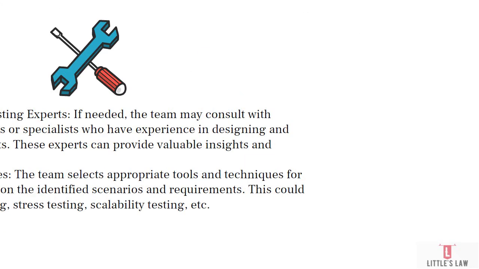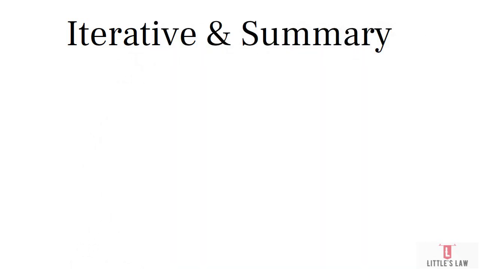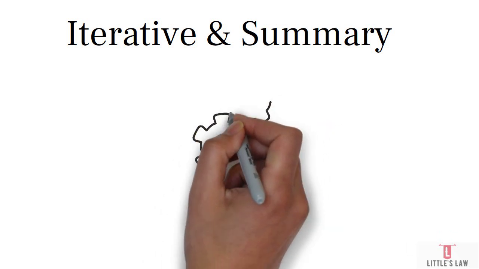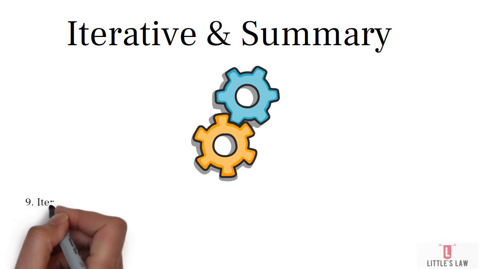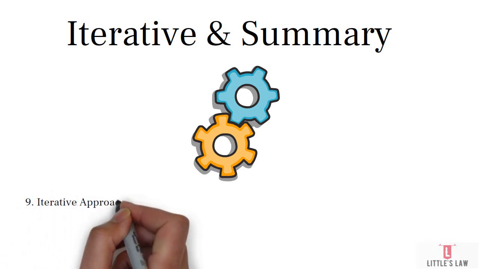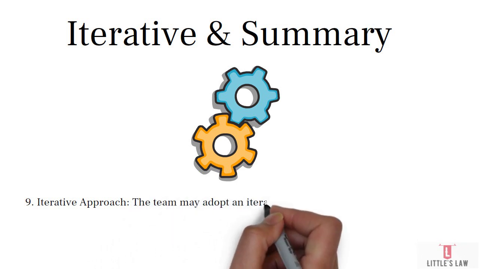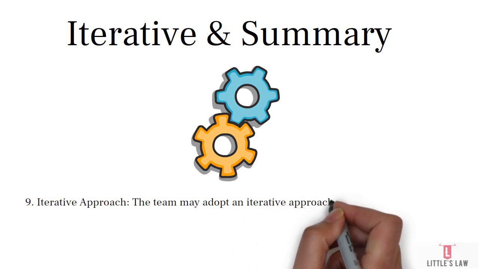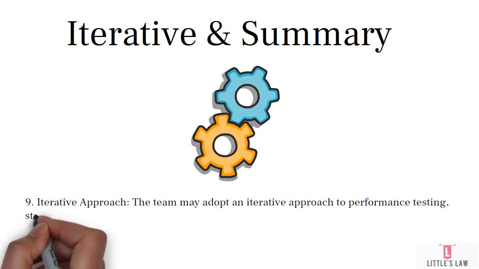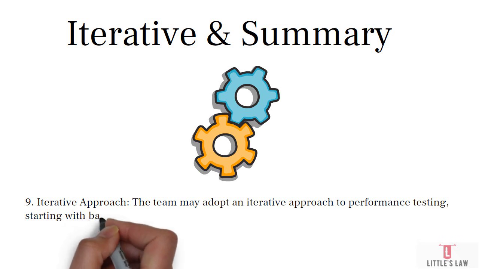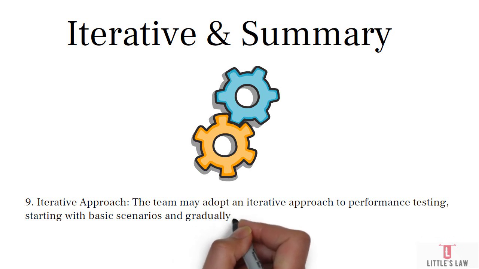And finally, the last part, which is the iterative approach, and then I'll give you a summary of what we are going to see. So, when it comes to the iterative approach, the team must adapt an iterative approach to performance testing, starting with the basic scenarios and gradually increasing the complexity and the intensity of the tests as the system matures. So, we should adapt an iterative approach to performance testing, starting with the basic scenarios with a small user load and gradually increasing the complexity and intensity of the test. And also, we should monitor the system performance. We must identify the bottlenecks and make necessary optimization.